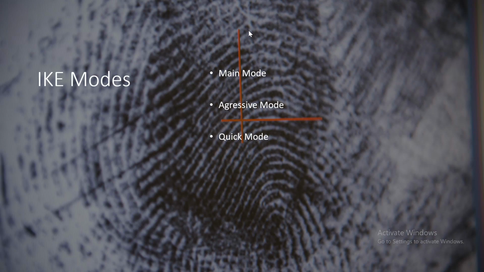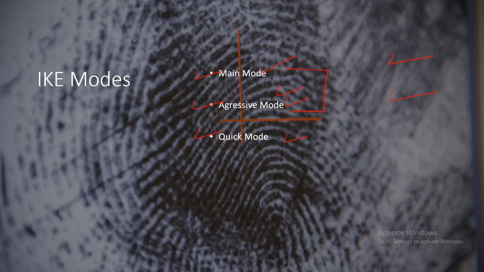Now what are the modes of IKE? Have you ever heard about the IKE modes, guys? We have three modes in IKE: main mode, aggressive mode, and quick mode. Where are we using these? Under phase one, we use main mode and aggressive mode. Under phase two, we use quick mode. But under phase one, both should not work together. If one side works with main mode, the other side will also work with main mode. If it is aggressive mode, the other side should also be aggressive mode only.